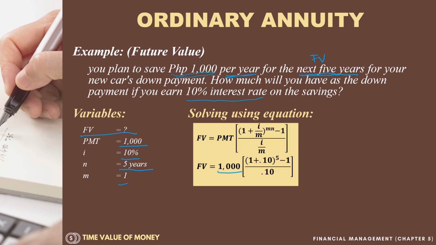So compute that using your calculator. Okay, so you should have a result of 6,105.10. So at the end of 5 years, the value of your annual savings of 1,000 will be 6,105.10, given a growth rate of 10%.